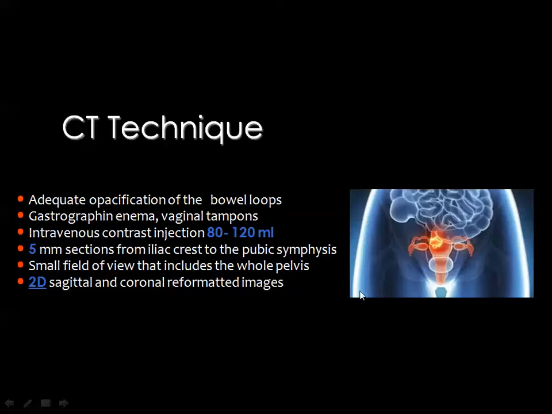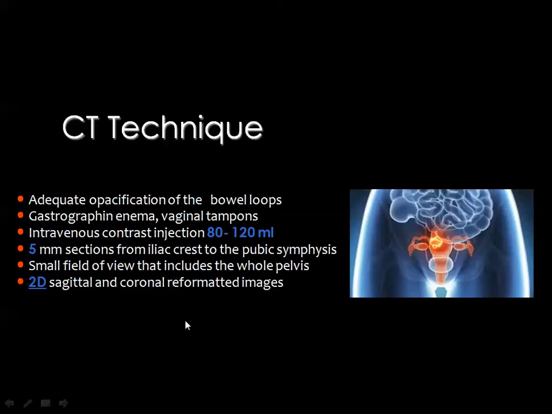Then in the CT technique, we usually use some gastrografin to opacify the bowel loops, and we may need in some specific cases to inject gastrografin in the rectum to opacify the distal part of the colon. Sometimes we need to put vaginal tampons, especially whenever we are evaluating lesions in the uterine cervix or lesions in the proximal part of the vagina.